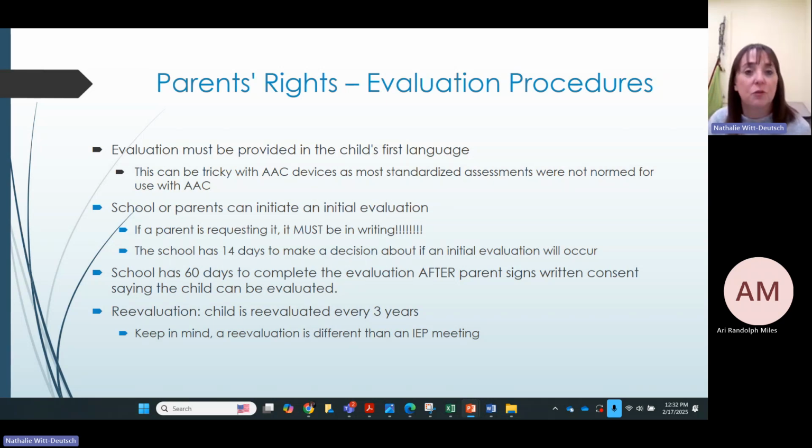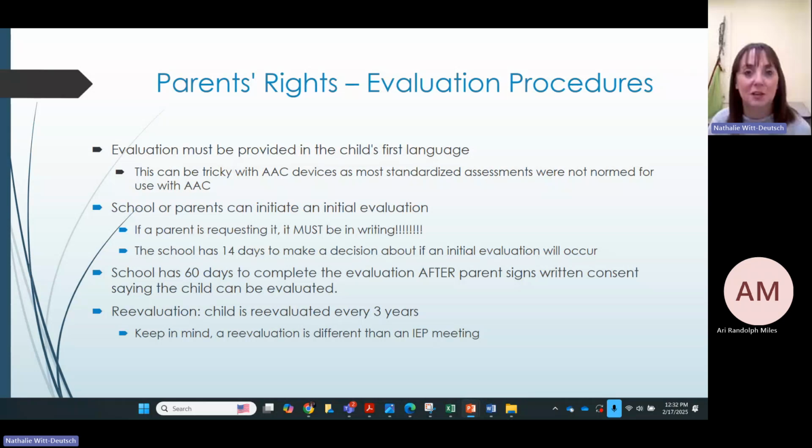Schools or parents can initiate an initial evaluation. If a parent is requesting it, again, you must write it down. So send a letter directly to the evaluation team, whether that is at the home school that your child may go to in the fall, or you're contacting the Office of Student Disabilities directly to request this. Always put it in writing. Do not trust that picking up a phone and calling schools and saying, hey, I'd like to request an evaluation, would be enough. Make sure you're following through with it in writing.